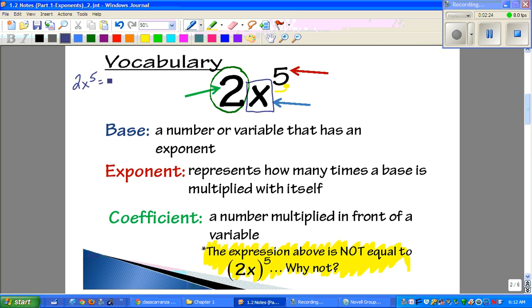Let's go through the two different ones. In 2x to the 5th, we said that x is the base. So this is saying my coefficient times my base, and the exponent tells us how many bases there are. Now, in (2x) with the parentheses to the 5th, my base is 2x. So it's saying 2x times 2x times 2x times 2x times 2x. Do you kind of see the difference there?